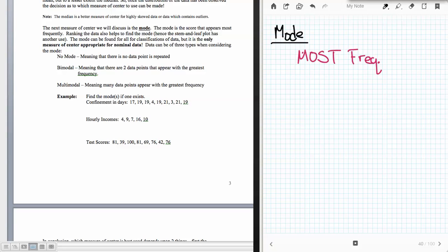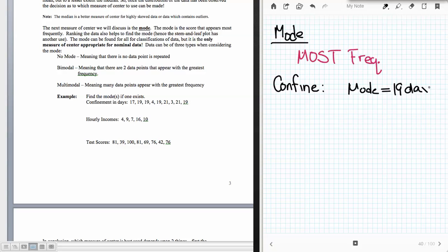So we're going to look at an example of confinement days, hourly incomes, and then test scores. We'll abbreviate this first one as confinement. We're going to look at the data for the confinement time and see if there's a most frequently occurring data point. 17 only occurs once. 19 occurs 1, 2, 3, 4 times. 4 only once, 21 twice, and 3 only once. So 19 occurs 4 times and 21 occurs twice. Which is bigger, 4 or twice? Well, the 4 is. Therefore, the mode of the confinement time data is the thing that occurs the most, which is 19, and this would be 19 days.